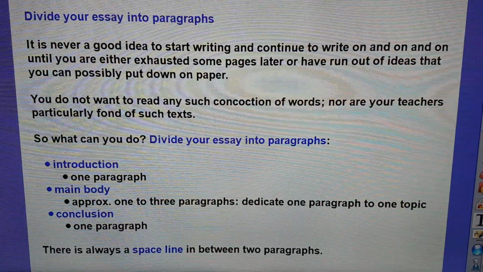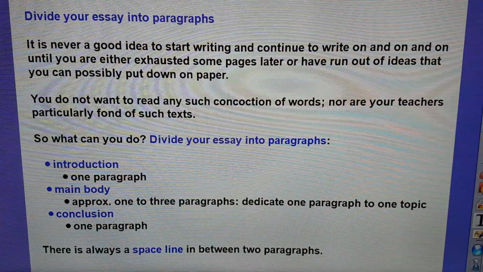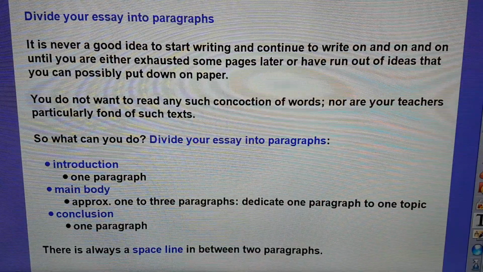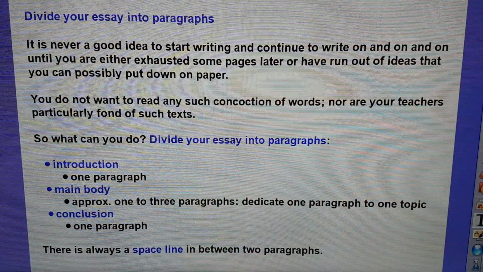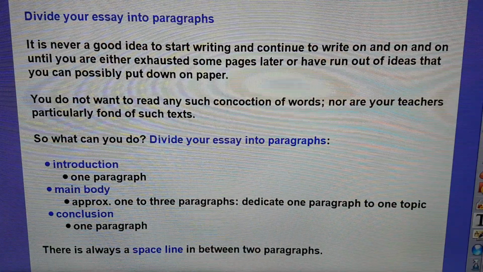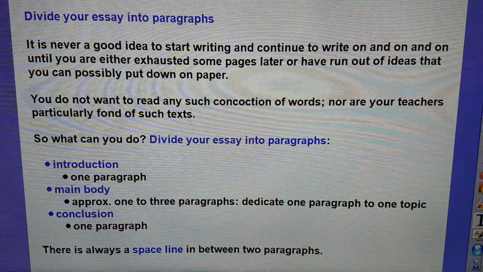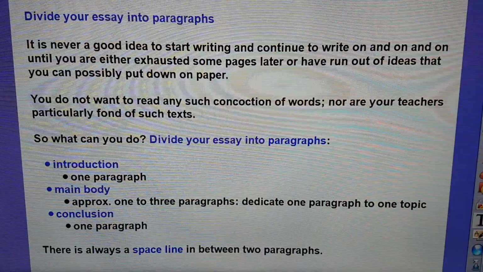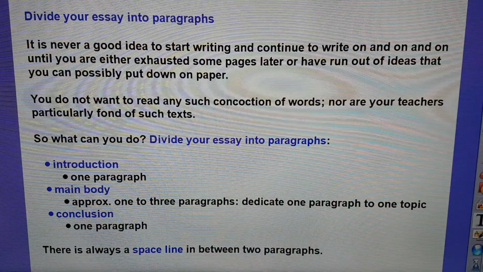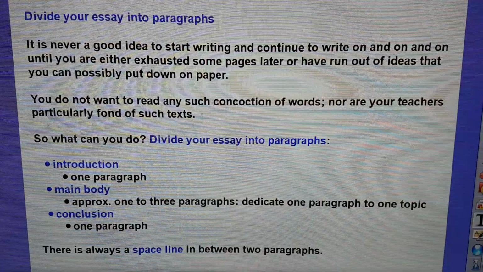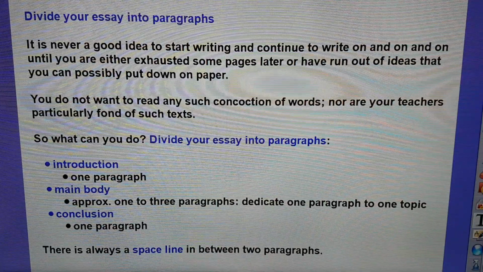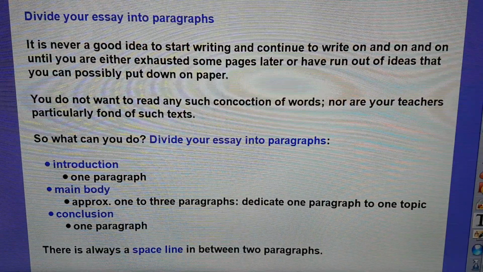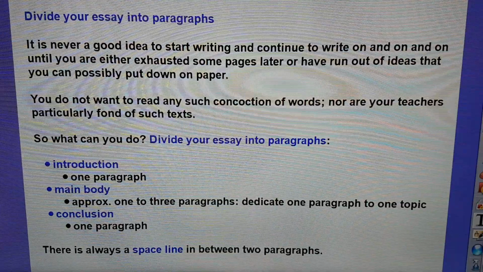And then we have to talk about a formal aspect. It is never a good idea to start writing somewhere in the upper left corner and then continue to write on and on and on until pages later you are either exhausted or have run out of ideas that you can possibly put down on paper. No. Please don't do that.